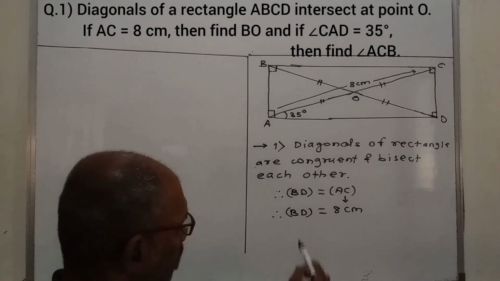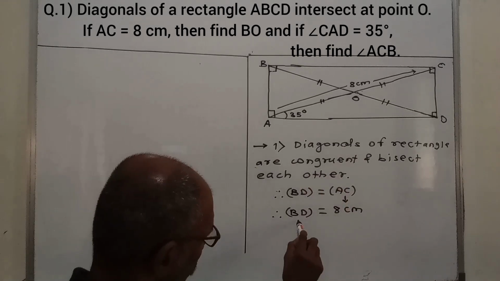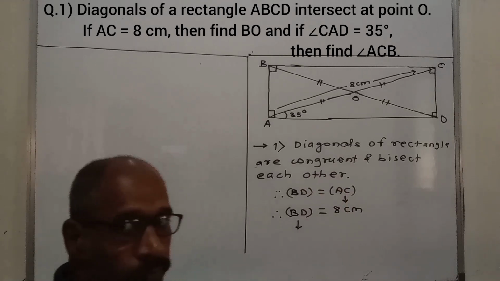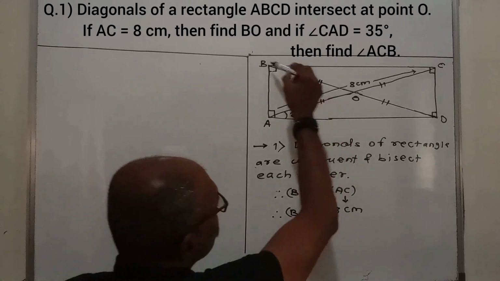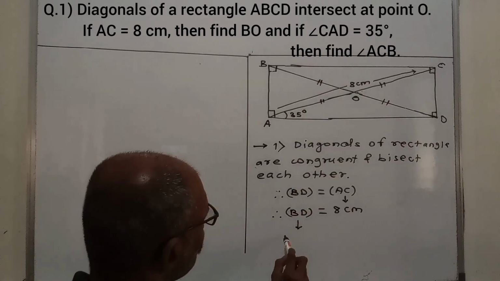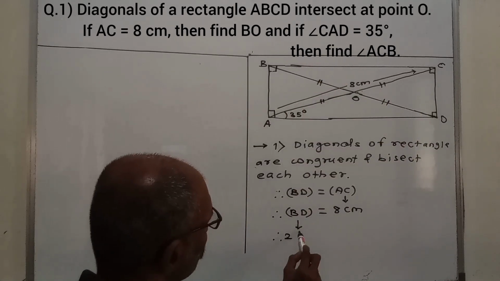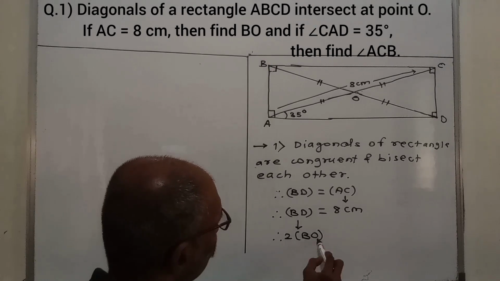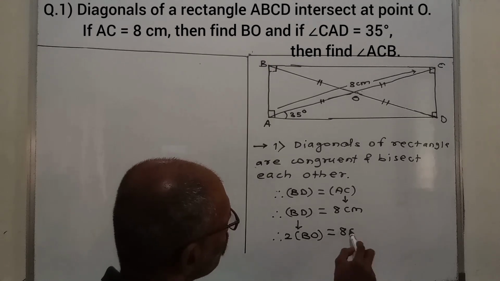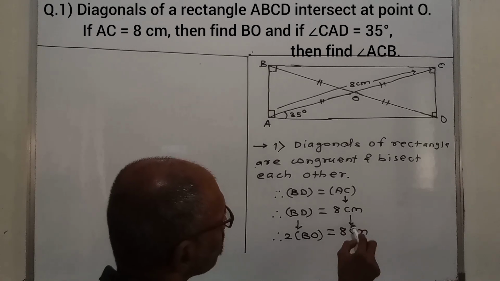Did you get it? Now bisect each other means we write here BD means 2 into BO is equal to 8 centimeter. Did you get it?